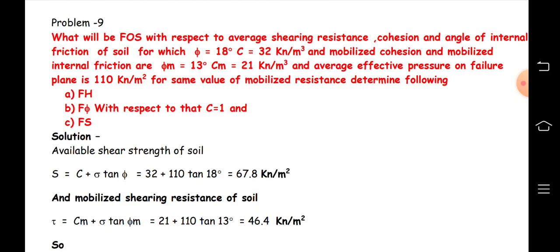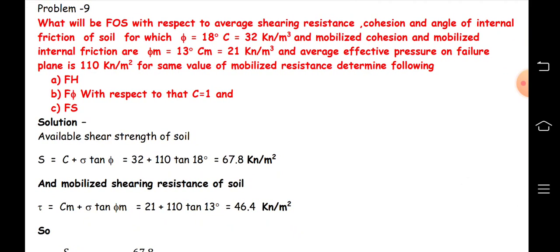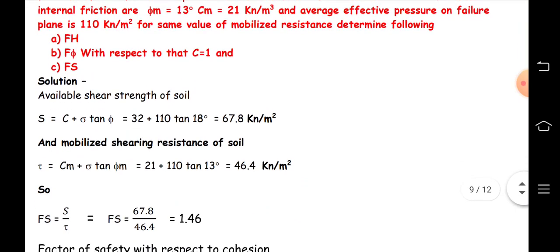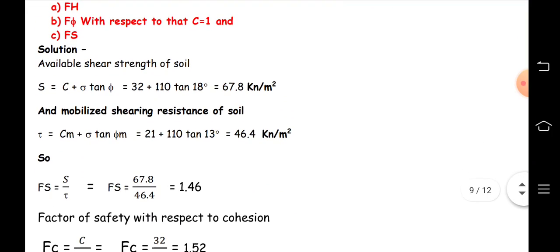Okay, so there are two cases. In the first case we have to calculate the factor of safety with respect to strength, with respect to cohesion, and with respect to angle of internal friction. In the second case, for the mobilized value of shearing resistance, we have to calculate the factor of safety with respect to height and with respect to angle of internal friction, that is, at that case C equal to 1, and the factor of safety with respect to strength.